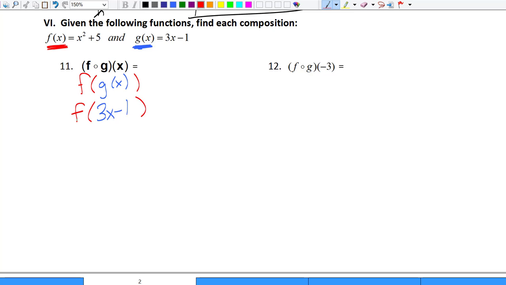The hard step comes right now. I need to take the function f of 3x minus 1. Well, what does the f function say? The f function in red says x squared plus 5. But I'm going to remove the x, because that's what function notation does, it removes the x and replaces it with whatever's inside the function, which in this case is 3x minus 1. So we get 3x minus 1 quantity squared plus 5. When you square something, that means you're going to write it out twice.